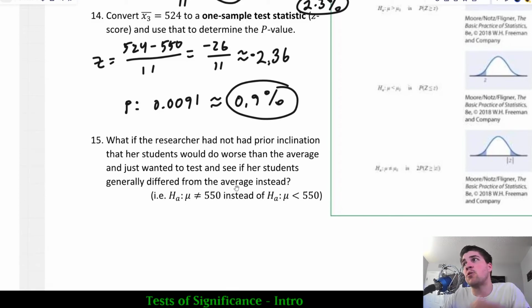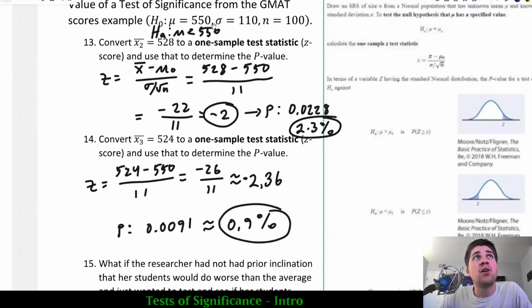And that's what question 15 from our notes asks: what if the researcher had not had a prior inclination that her students would do worse than average and just wanted to see if her students generally differed from the average? So if we go back to that example, remember that in example number 2, she thought that her students would do worse than 550. That's what influenced our alternative hypothesis in the first place.